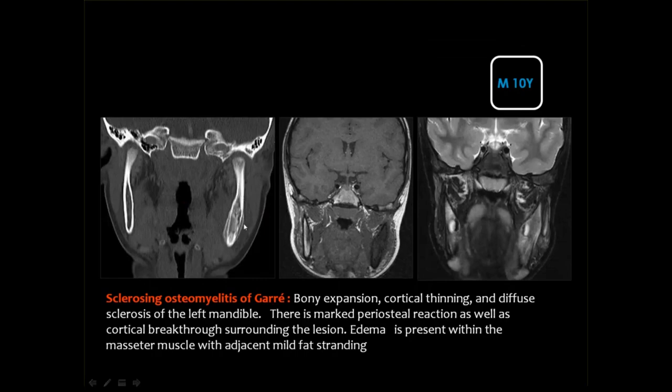There is some increase in the size of the mandible with thickening of the cortex, and this is of low signal in the T1 and bright signal in the T2 weighted image, and you can appreciate the difference between the size of the mandible on the left compared to that on the right side.